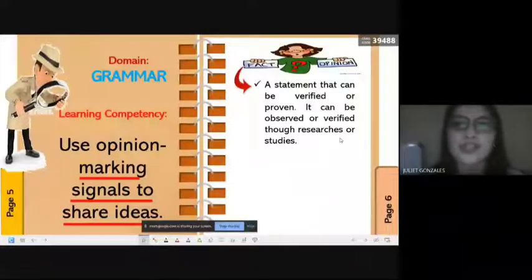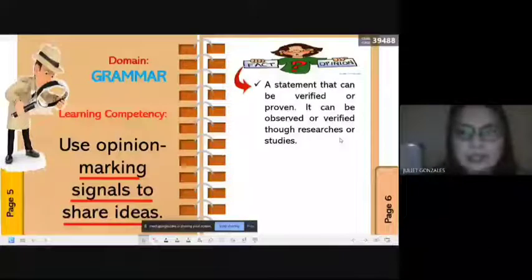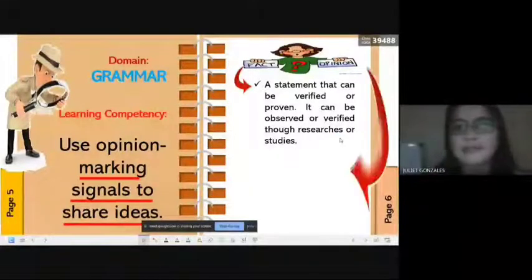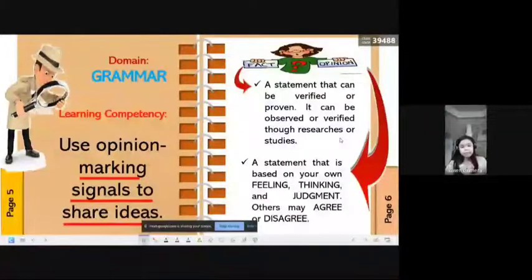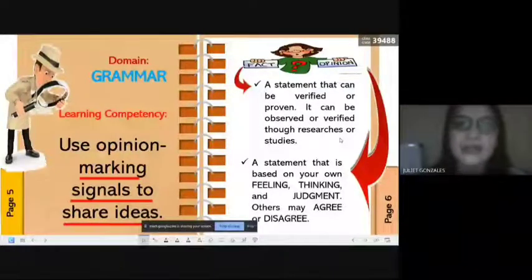That is through researches. Okay, if a statement can be verified or can be proven through researches or studies, then that particular statement is an example of a factual statement. How about opinion, the opposite of fact? Kindly read, Gwen. A statement that is based on your own feeling, thinking, and judgment. Others may agree or disagree. Okay, again, when we talk of an opinion, it is the exact opposite of a factual statement or a fact, no? So if a statement is only based on your feeling or thinking as well as judgment, then that particular statement is an opinion, not a fact.